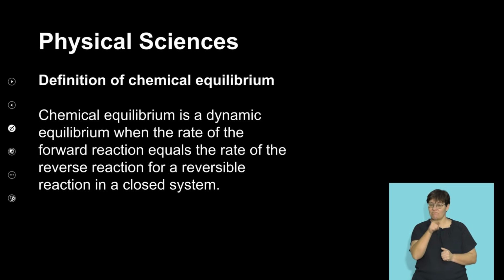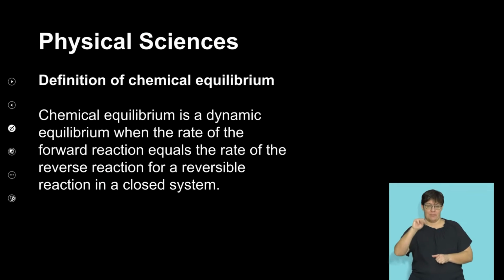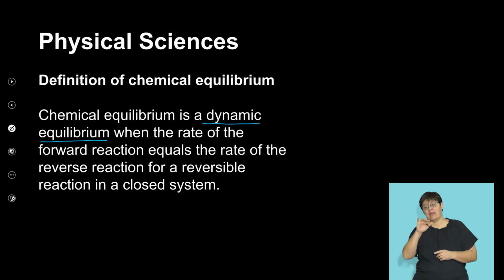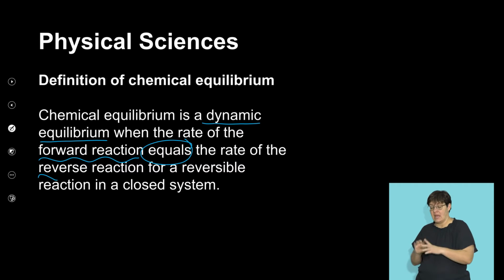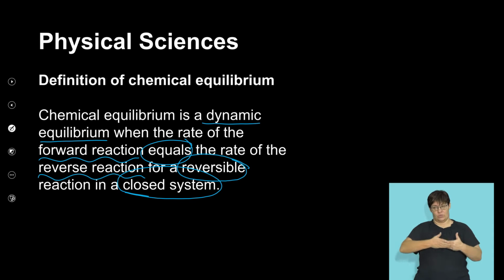And that brings us to the next point, and that brings us to the actual definition of chemical equilibrium. Now, chemical equilibrium is a type of dynamic equilibrium when the rate of the forward reaction equals the rate of the reverse reaction. It must happen in a reversible reaction, and it will only happen in a closed system. So the rate of the forward reaction must be equal to the rate of the reverse reaction.